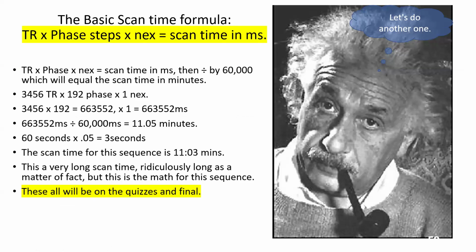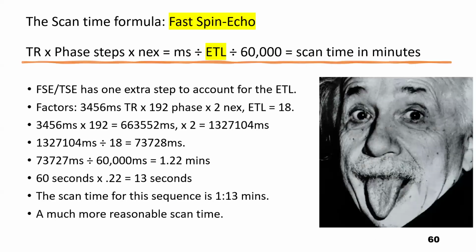Let's do one more, a T2 sequence. You multiply your TR by phase times your NEX. You come up with a great big number in milliseconds. Divide that by 60,000, and it's going to be 11.05 minutes. Multiply 60 by 0.05, that's 3 seconds. Your scan time here is 11 minutes and 3 seconds. No one's scanning an 11-minute, 3-second sequence. It's ridiculous, but trust your math, okay? That's how to do a basic scan time formula.